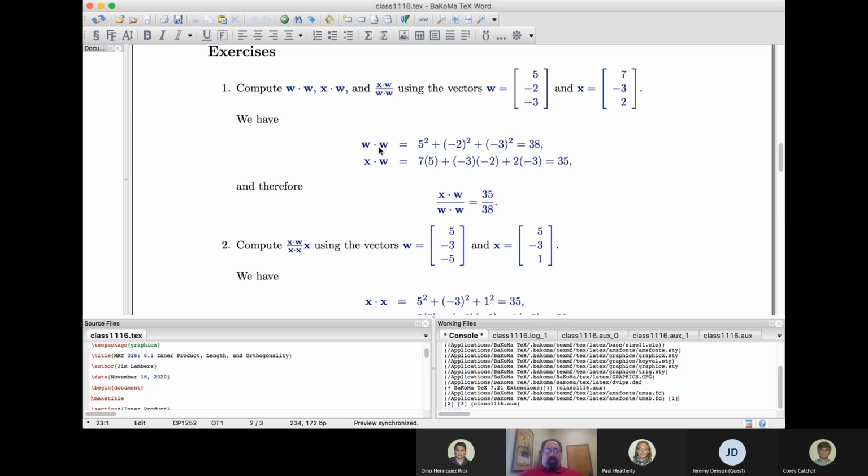So the inner product of a vector with itself is just going to be the sum of squares of all the components. And then the inner product of two different vectors, x and w. When the vectors are real, which they will be in any problems that we have here, the inner product is commutative. So it doesn't matter whether you compute x.w or w.x, just because of the commutativity of addition and multiplication. Here we have the components of x, so 7, minus 3, and 2, multiplied by corresponding components of w, so 5, minus 2, minus 3, and then add them all up to get 35.